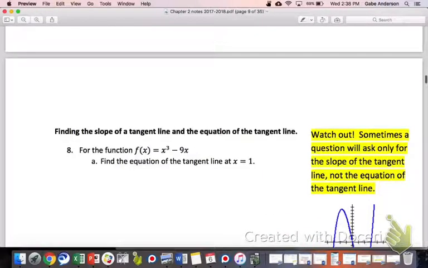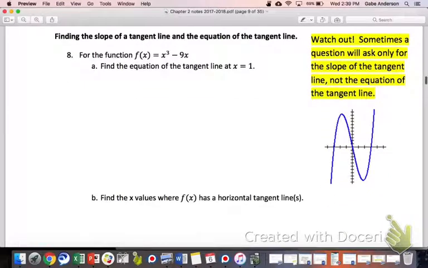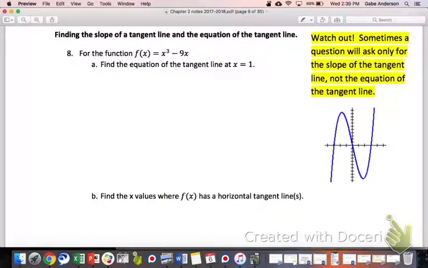So let's take a look then at a couple of examples, starting with number 8. It's a good one. We'll take our time here and talk about what's actually happening and hopefully come up with a good answer. Question number 8 says, for that cubic, find the slope of the tangent line and the equation of the tangent line at x equals 1.